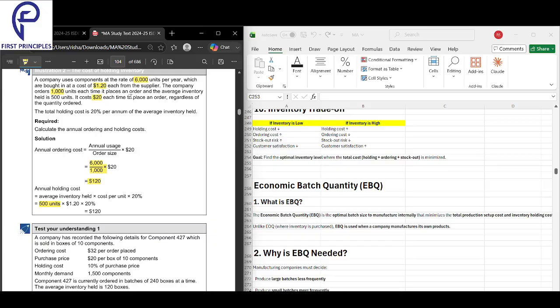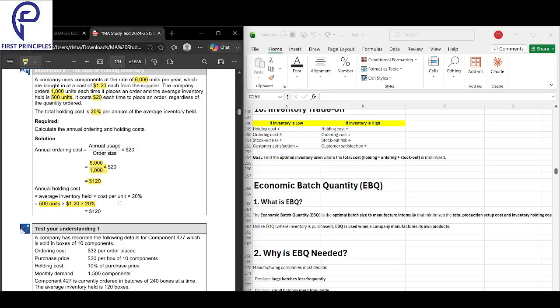And they are telling which are bought at 1.20. Average inventory they have already given, but we can calculate. Total holding cost is 20% per annum. So you have to take 20% of your purchase price. The total holding cost is 20% per annum of the average inventory held. So first you calculate average inventory into 1.20, the total value of the average inventory, into 20%. Then only you will get your holding cost.